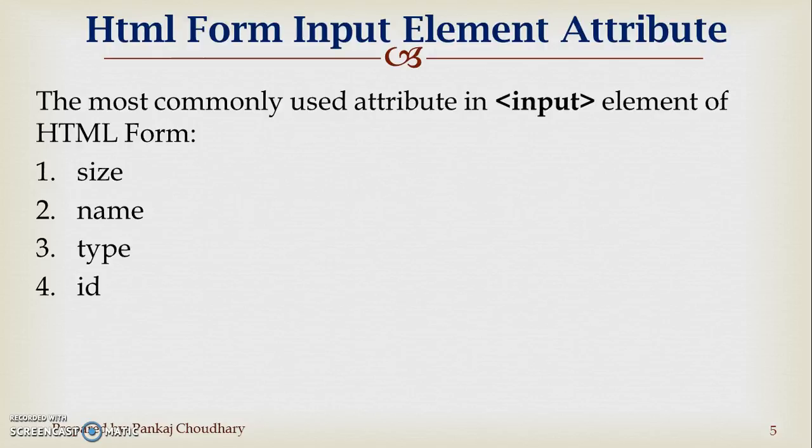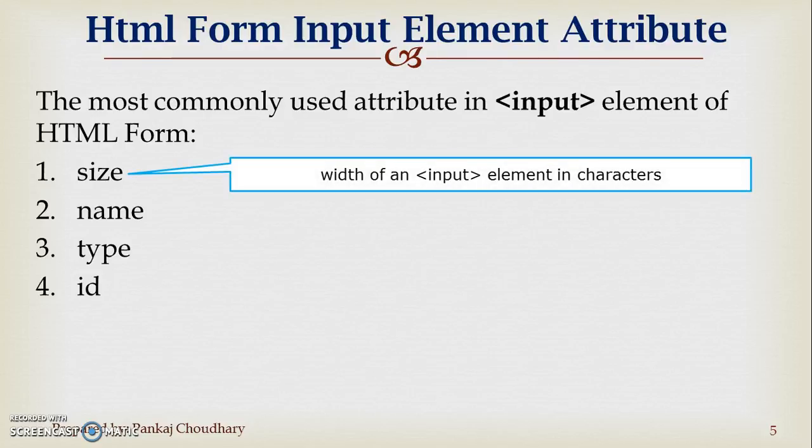These are the attributes which we can use in the input tag. There are so many other attributes we can use with the input tag of the form, but these are the most important and commonly used attributes. The first one is the size. It displays the width of the input element in characters. When the size is set to 10, then the input field is visible only for 10 characters, but we can write as many characters in it as we want.